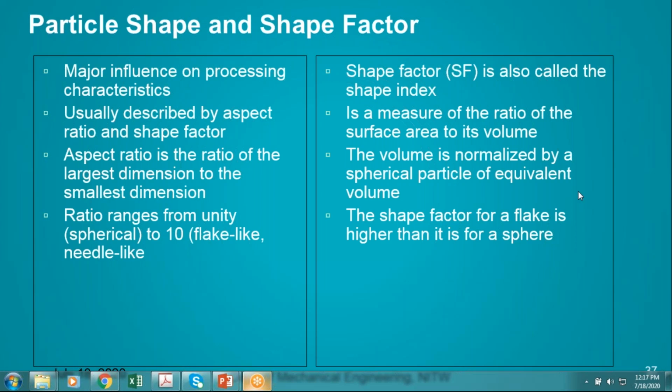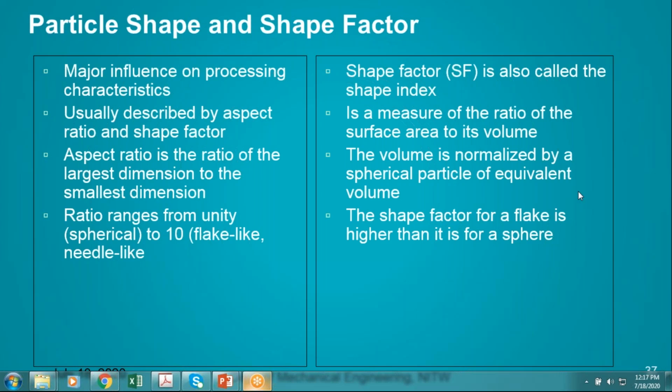The aspect ratio is the ratio of the largest dimension to the smallest dimension of the powder particle existing in that batch of production, and the ratio ranges from unity for a spherical particle to flake-like structures, that can be defined from smaller spherical particles to flake-like structures.